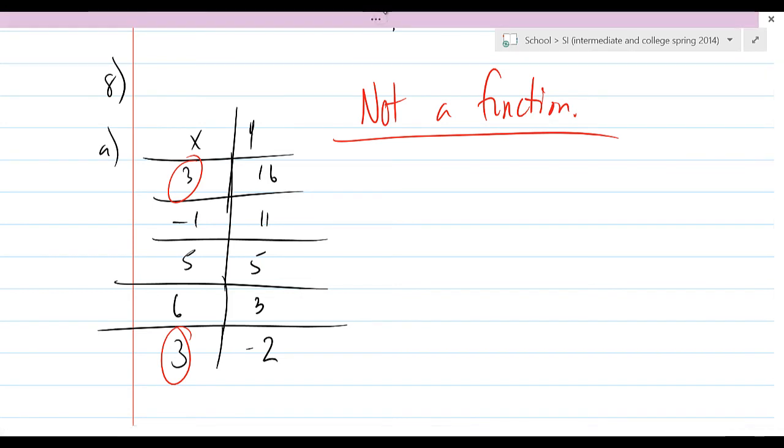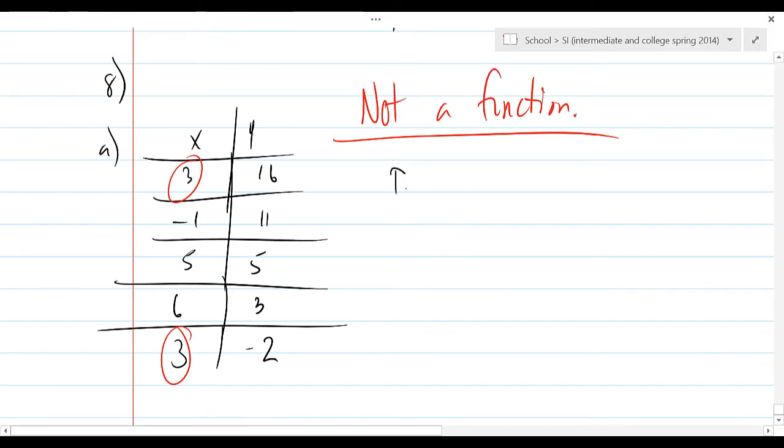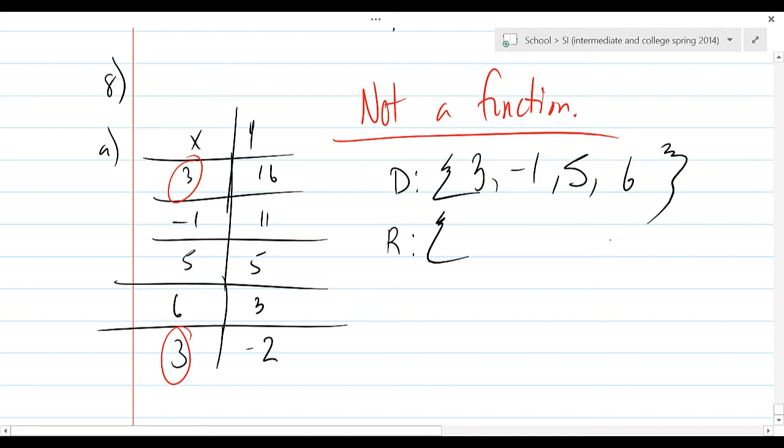Now let's see, what is the domain and range? The domain are all the x values, and the range are all the y values. You just got to use set notation. So I've got my x values: 3, -1, 5, 6, and that's it. Remember, set notation does not have any redundancy, so you don't write the same number twice. You don't even have to write them in order. What's the range? 16, 11, 5, 3, -2. There it is. These are everything we need.